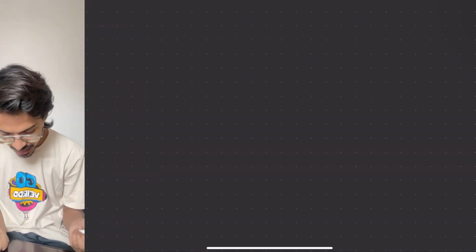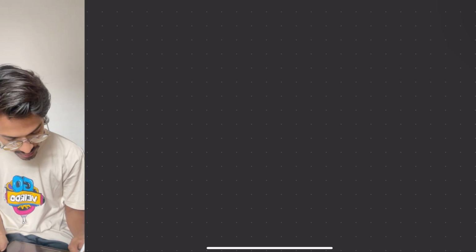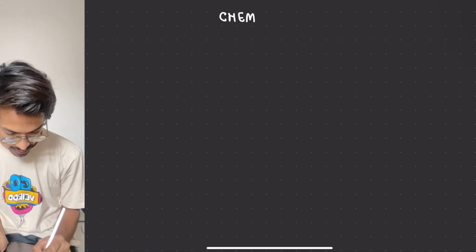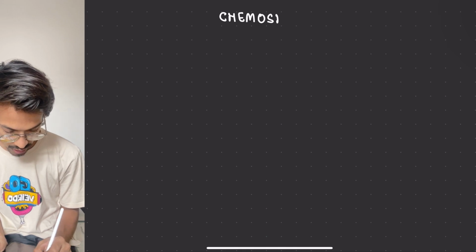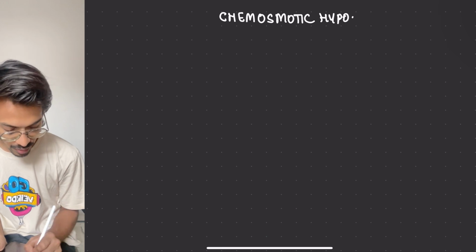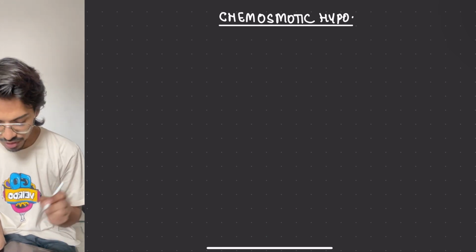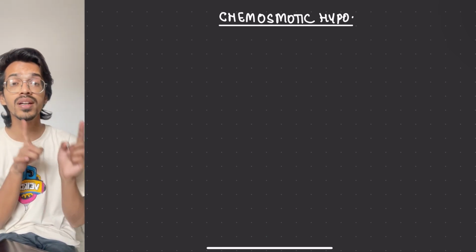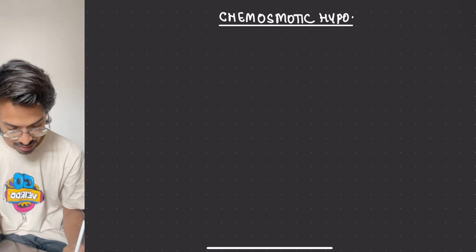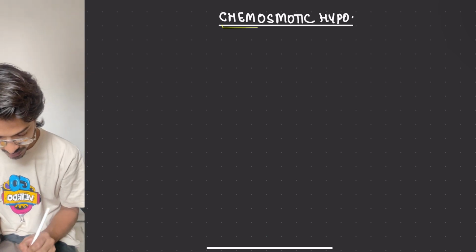So starting with the Chemiosmotic Hypothesis. First of all, what is the Chemiosmotic Hypothesis? Chemiosmotic Hypothesis. Now remember one thing. What is the role of the Chemiosmotic Hypothesis? This is how we are making ATP. Okay, ATP is what? Chemical energy. So basically, we are making ATP.